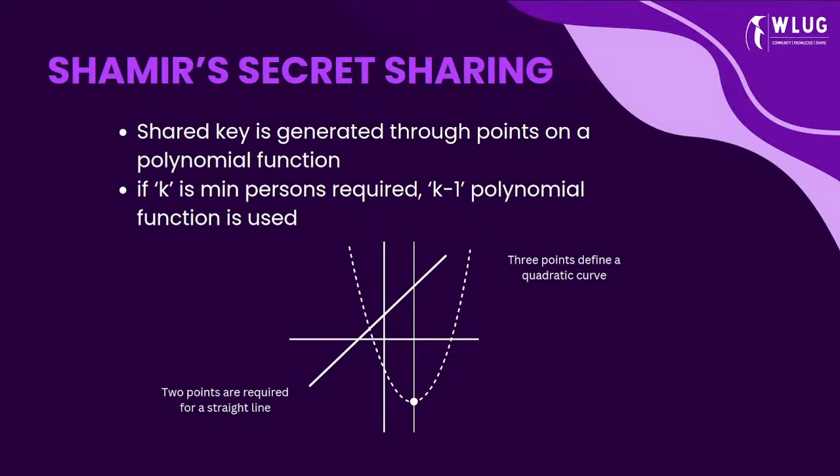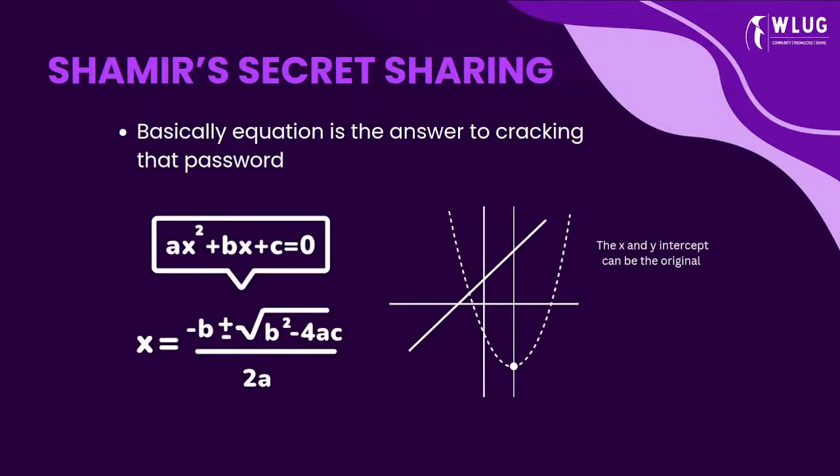Now, how did he do this? Basically, the equation is the answer to cracking the password set. So, just as I said, you need 2 points to uniquely define a straight line. So, if I have a council of, let's say, 4 members, I will give any 4 random points on that straight line to those members, and even if any two of them come together, they can deduce the equation of the original straight line, right?